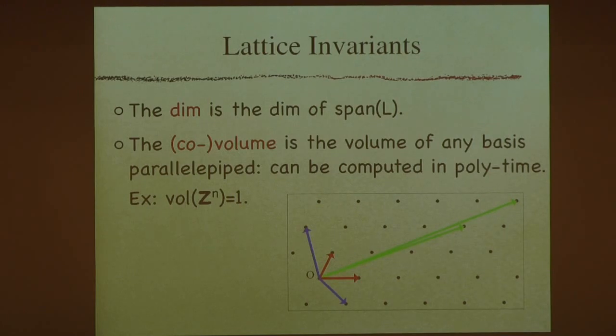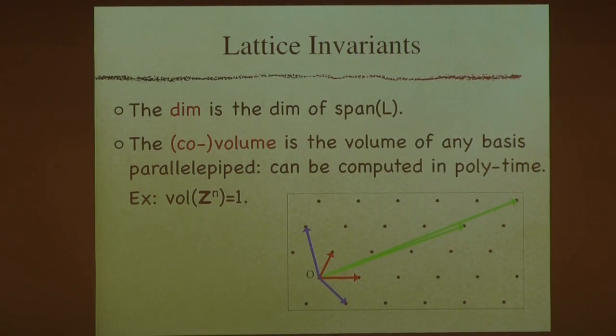We need a couple of things to get familiar with lattices. So here are some invariants. The first invariant is the dimension of the lattice, which is the dimension of the linear span of the lattice. So here would be an example in dimension 2. And related to this, you can define the co-volume as the volume of any basis parallelepiped.